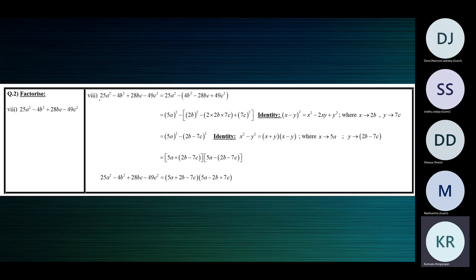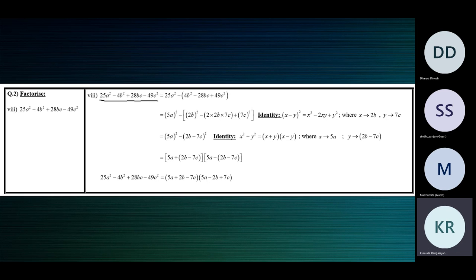So this is factorize 25a squared minus 4b squared plus 28bc minus 49c squared. I was telling you that the first thing is, all the 4 terms do not have anything in common. The HCF of all the 4 terms is only 1, so taking out the common factor is not the first step. If you try to factorize by grouping, it will not work.